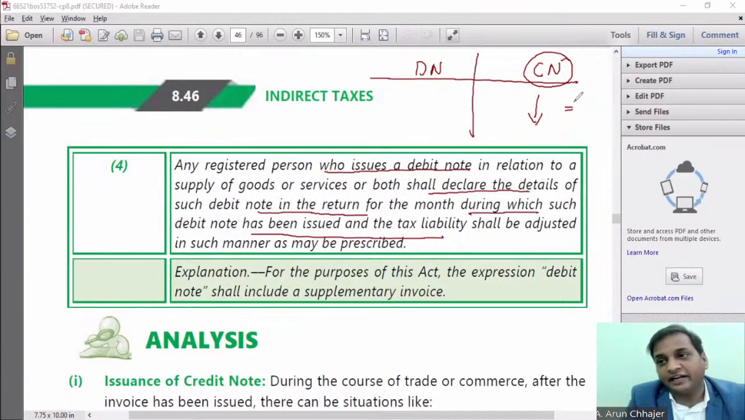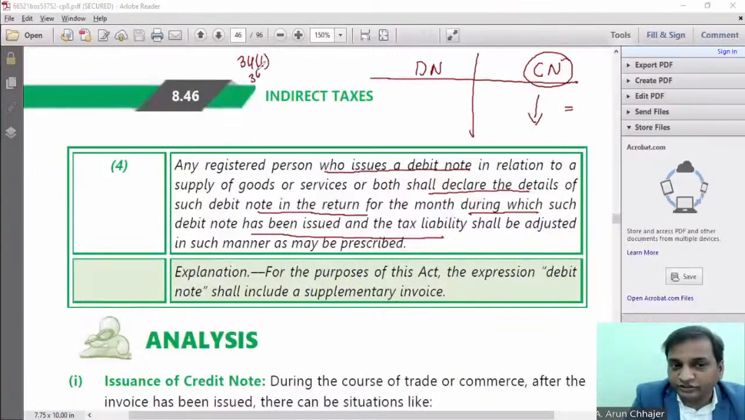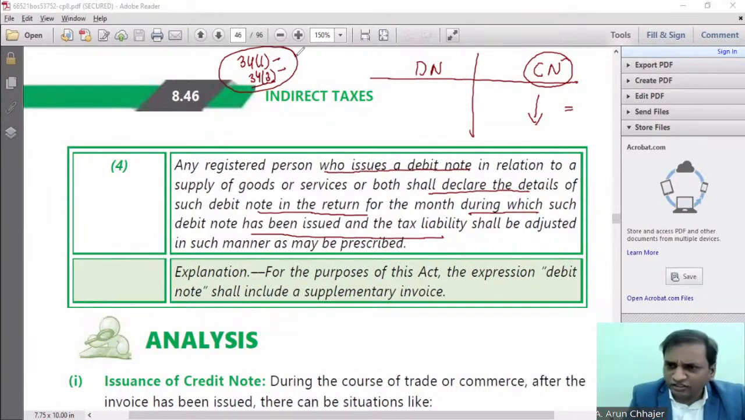Both debit and credit note will be issued by the supplier only. Section 34(1) and 34(3) both say that debit and credit notes can only be issued by the supplier, because in GST the same would be reported, and GSTR-1 is for the details of outward supply. The supplier will report the same. Therefore, the debit note and credit note we are talking about are from the supplier angle.